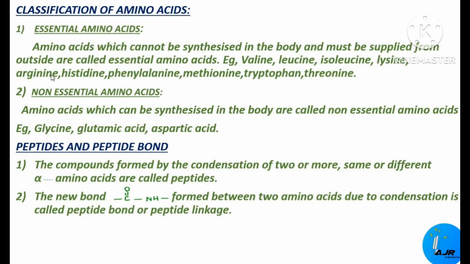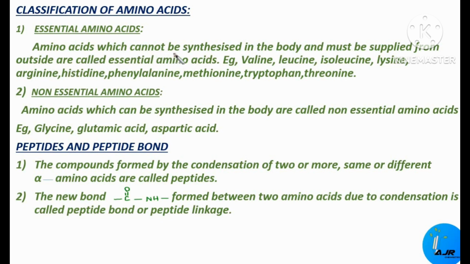Okay. So the next classification is based on availability. The first one is essential amino acid. The next one is non-essential amino acid. So what are essential amino acids? Amino acids which cannot be synthesized in the body and must be supplied from outside, that means through diet, are called essential amino acids.